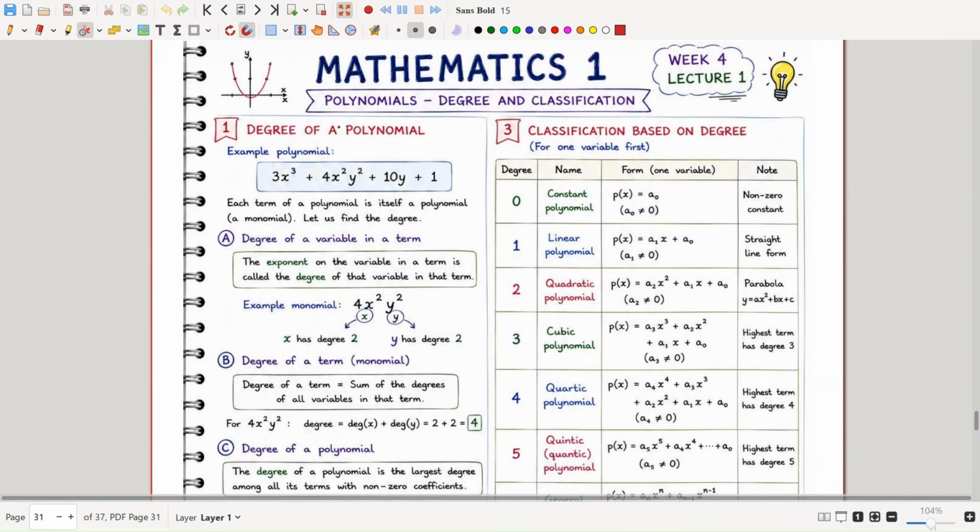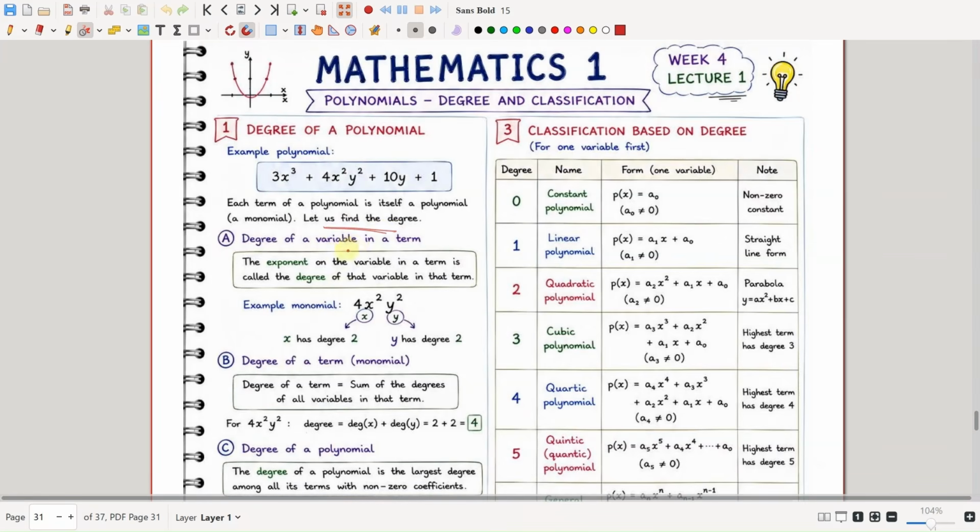Each term of a polynomial is itself a monomial, and a monomial is also a polynomial. Therefore, this monomial 3x square is also a polynomial, this one is also a polynomial, and this one is also a polynomial. Let us find the degree.